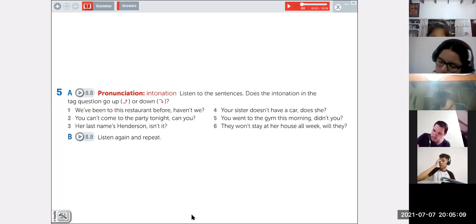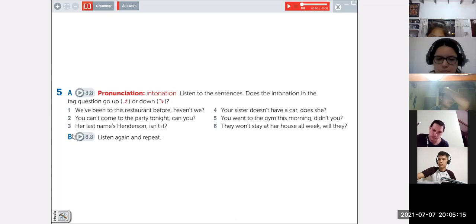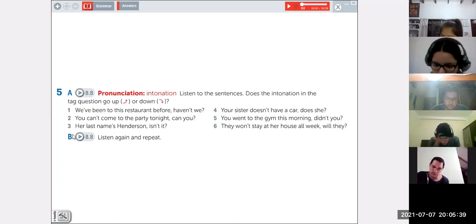What do you think, guys? What do you think about the pronunciation here? Down. All of them down. Why do you think the pronunciations of these questions are down, all of them? Because the answer is yes or no. The answer is yes or no? It's longer than yes or no. Okay, any other ideas? What do you think the pronunciation is, up or down?